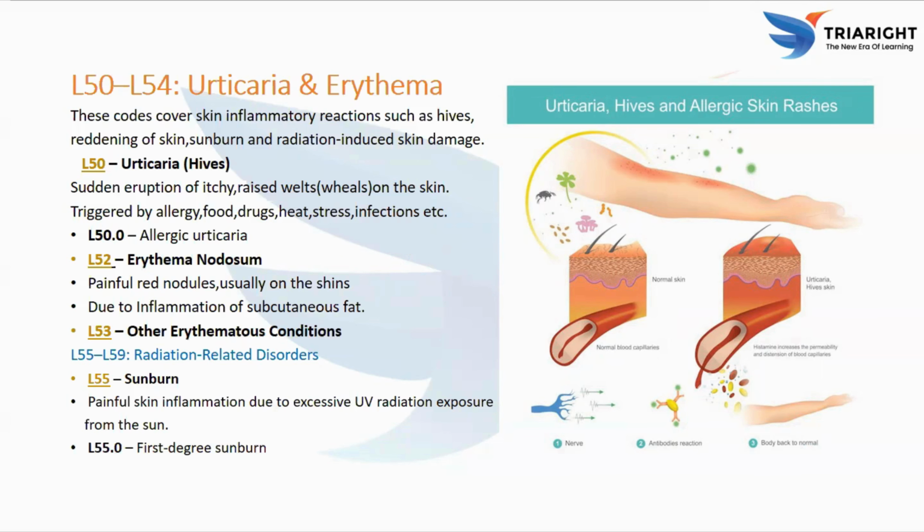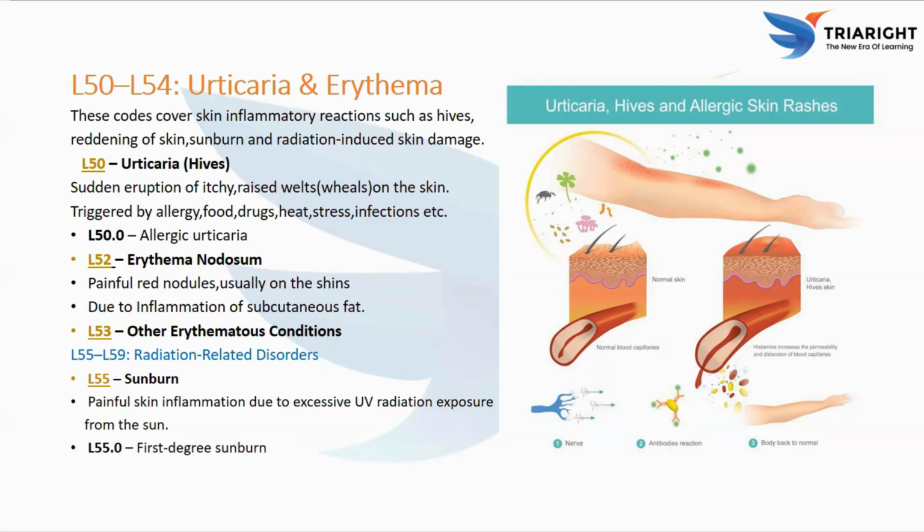So these codes include the skin conditions that involve the inflammatory reactions related to skin and subcutaneous tissue. Coming to the L50 to L54 series, these codes cover urticaria and erythema. These codes involve the inflammatory reactions such as hives. Hives are the raised itchy bumps, redness of the skin like erythema, sunburn, and radiation-related skin damage. These conditions generally occur due to allergic reactions, intense sun exposure, infections, or immune system responses.